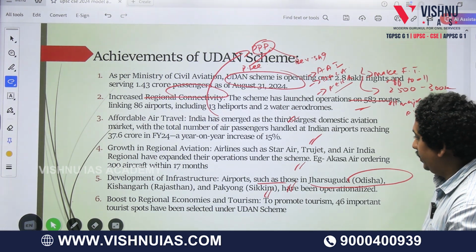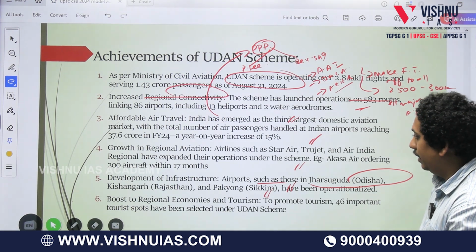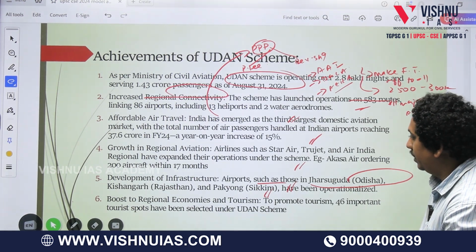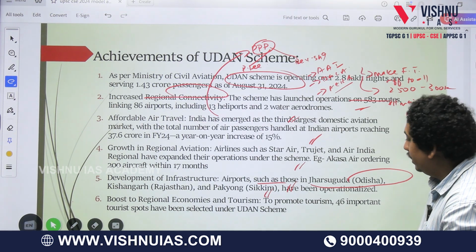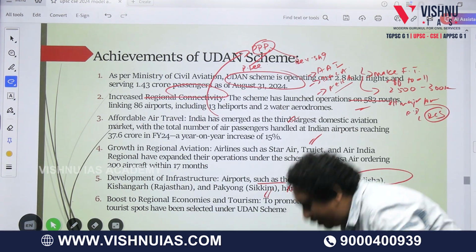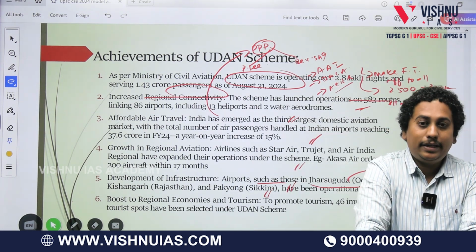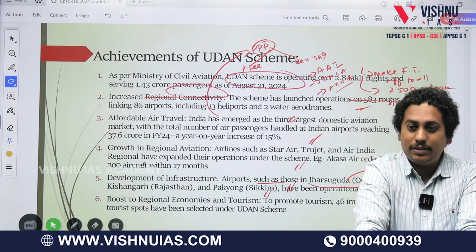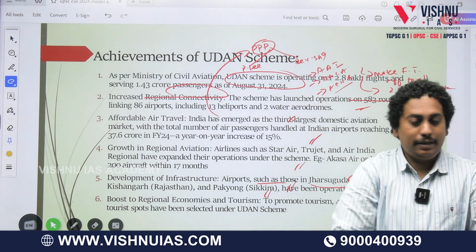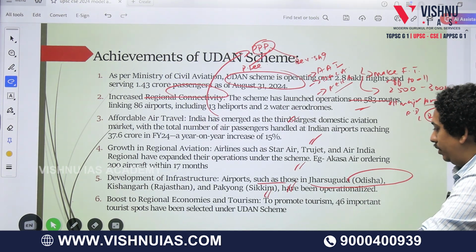Growth in regional aviation. Star Air, TruJet, Air India, all of these are promoting regional aviation. Development of infrastructure, like, in fact, if you look at these two airports, Kadapa and Kurnool in Andhra Pradesh, these newly constructed airports are examples of RCS only, the Regional Connectivity Scheme itself. Boost to the regional economies and tourism, they are all there.